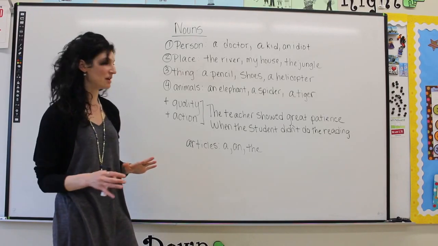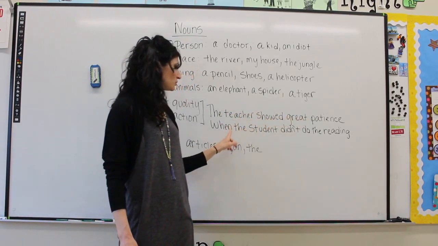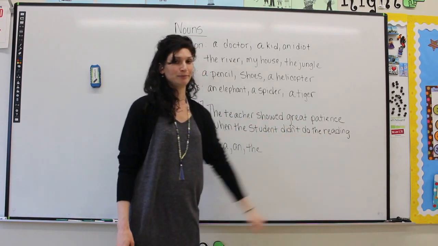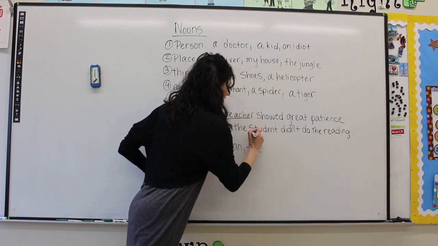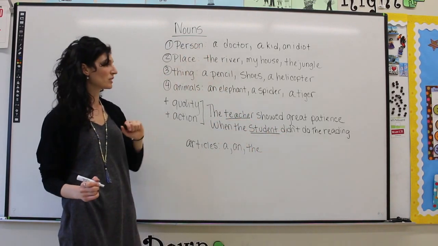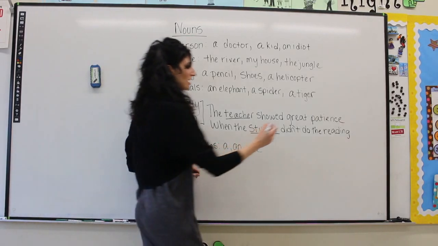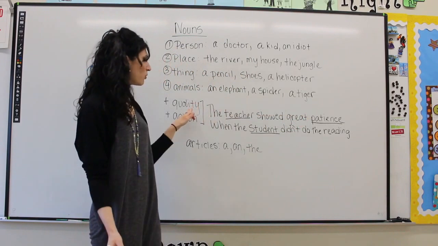Let's take a look at the example that I've given. The teacher showed great patience when the student didn't do the reading. Now, the first two nouns that I see are pretty easy. We have teacher and student, and those are both people. But I also see the noun patience. And patience is a quality.